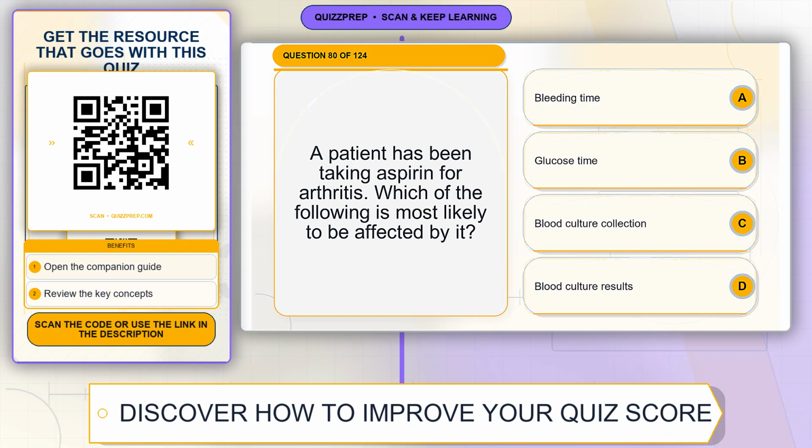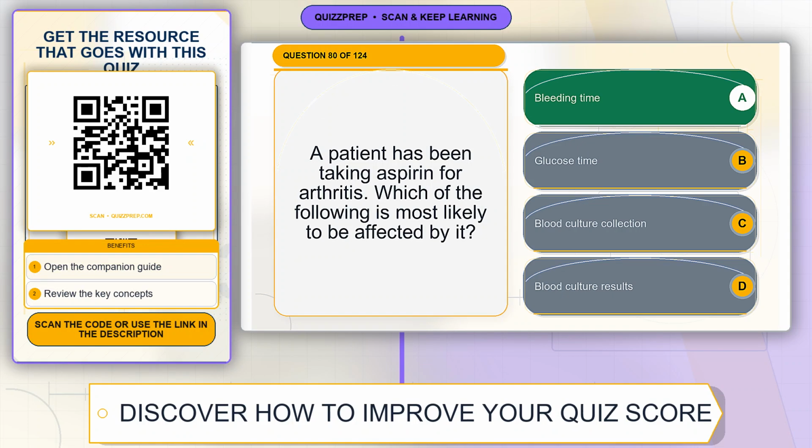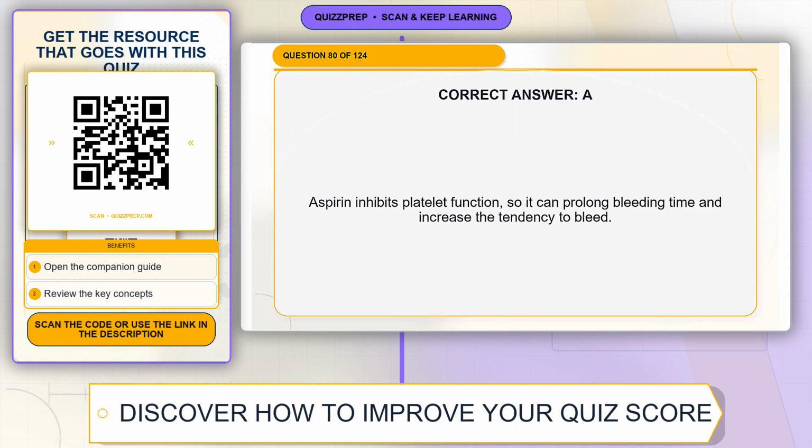Question 80. A patient has been taking aspirin for arthritis. Which of the following is most likely to be affected by it? Option A, bleeding time. Option B, glucose time. Option C, blood culture collection. Option D, blood culture results. The correct answer is option A, bleeding time. Explanation. Aspirin inhibits platelet function, so it can prolong bleeding time and increase the tendency to bleed.